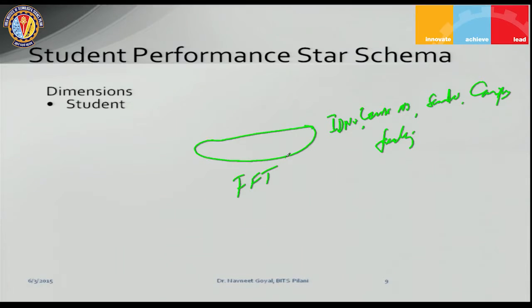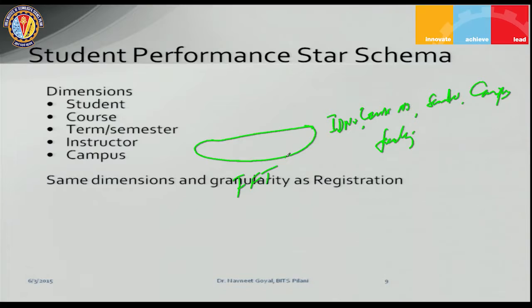So now let us turn our attention to student performance. Here you will need to identify the student, the course, the term and the semester, the instructor, and campus. Some dimensions and granularity are the same as registration, because performance also happens once a semester, and so does registration. This particular student performance star schema would have the same granularity as that of the registration process, because both happen only once in a semester.